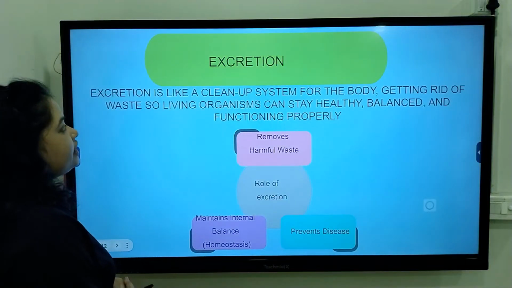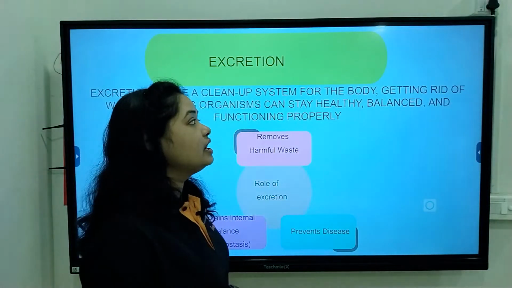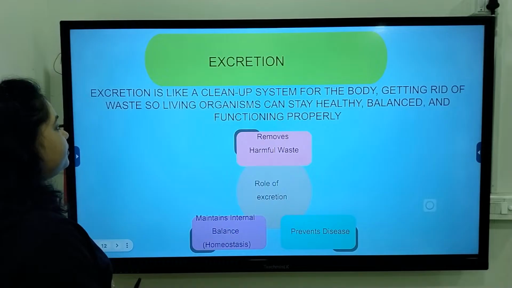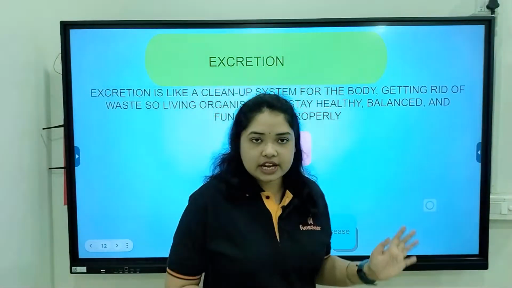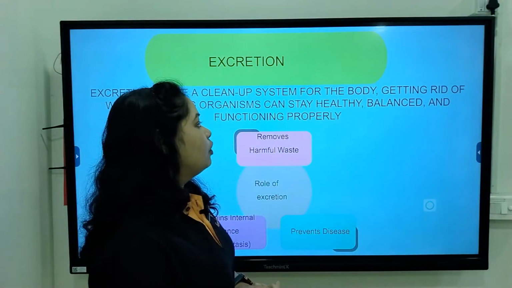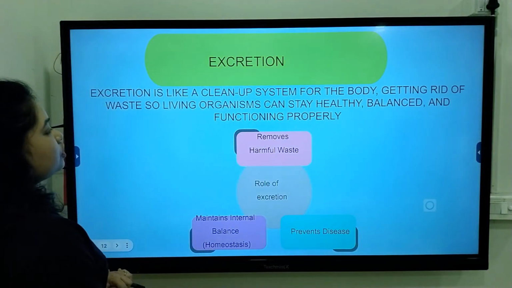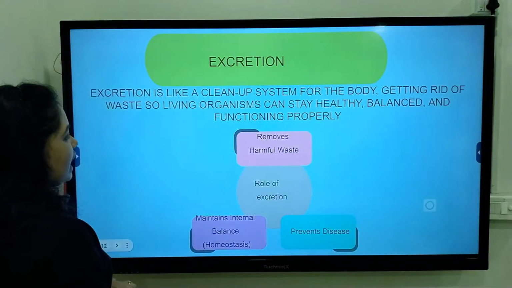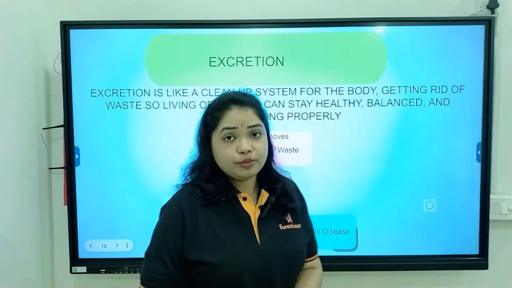Now coming to the next important life process for all living organisms, that is excretion. Excretion is very necessary, and it is the cleanup system for the body, both the animal body and the plant body. It helps us to get rid of the waste products so that we can maintain a healthy, balanced life, and all the cells of our body can function properly.